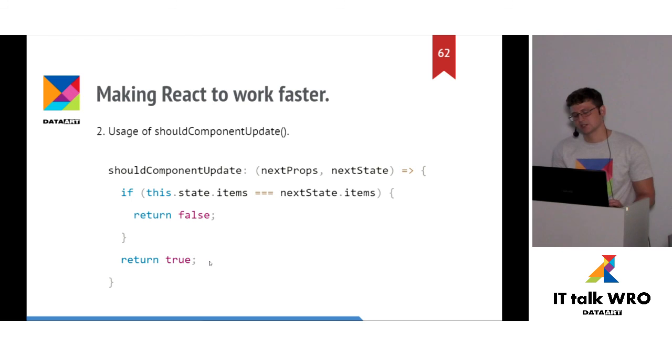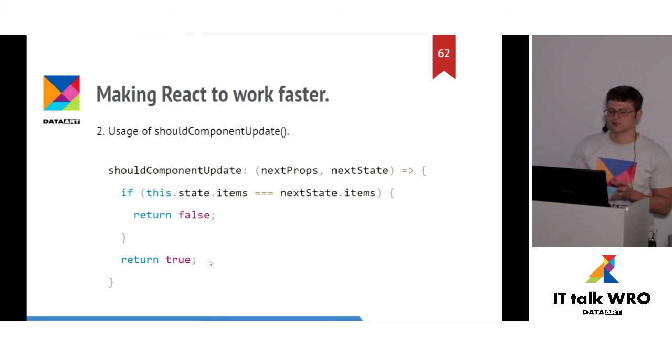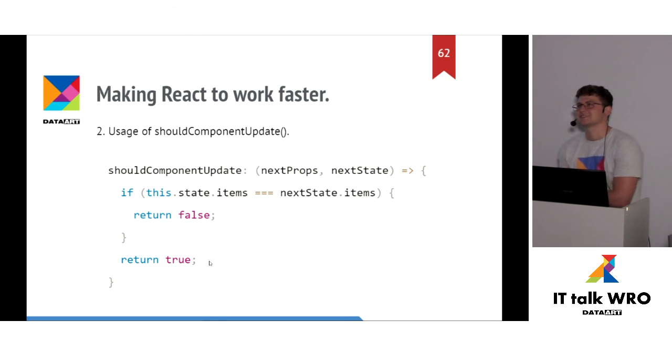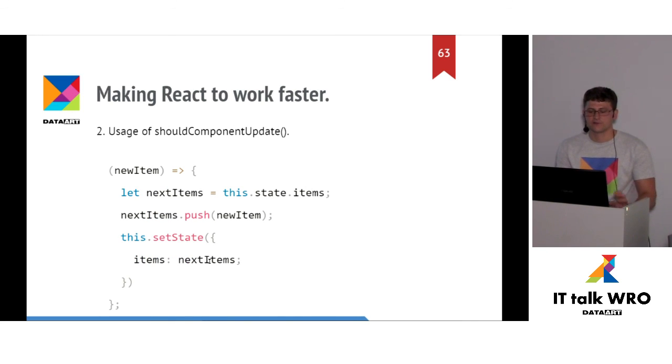But there is such a problem. There is a problem with using shouldComponentUpdate because it is connected with the way you update your data inside of the state of your component. It's quite tricky. So here is the first example of how you can update your data in the state. You've got a new item. You get the current items here, and then you just push the new item to the array of next items, and you set state there. So your items is next items.